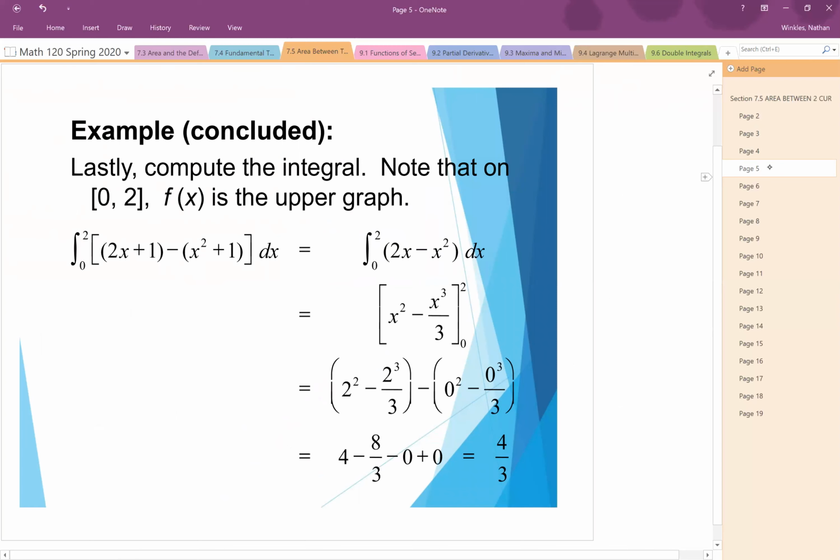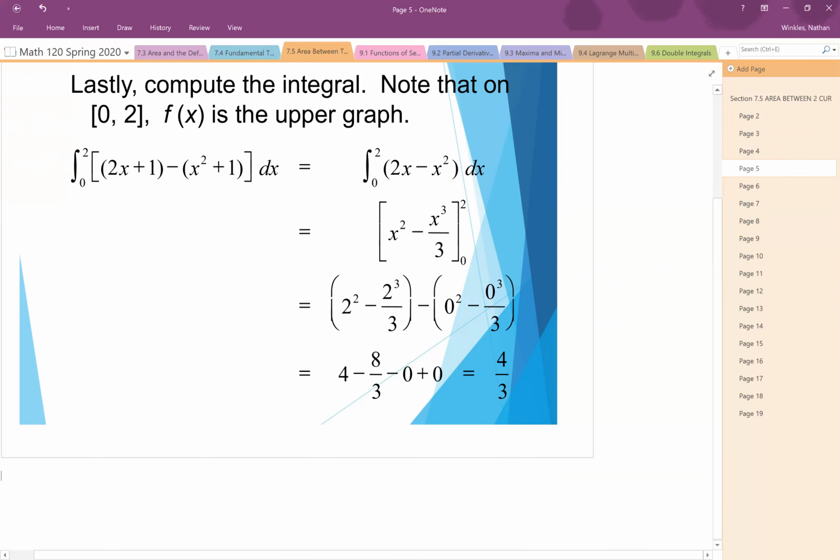So next we want to compute the integral. Does it matter which one's on top? No. In this case, we picked that f of x was on top of g of x. So 2x plus 1 minus the x squared plus 1, so 2x minus x squared. We integrate and get x squared minus x cubed over 3, evaluated from 0 to 2. You plug in 2, you get 2 squared minus 2 cubed all over 3, minus what you get when you plug in 0. So you get 4 minus 8 thirds, which is 4 thirds.